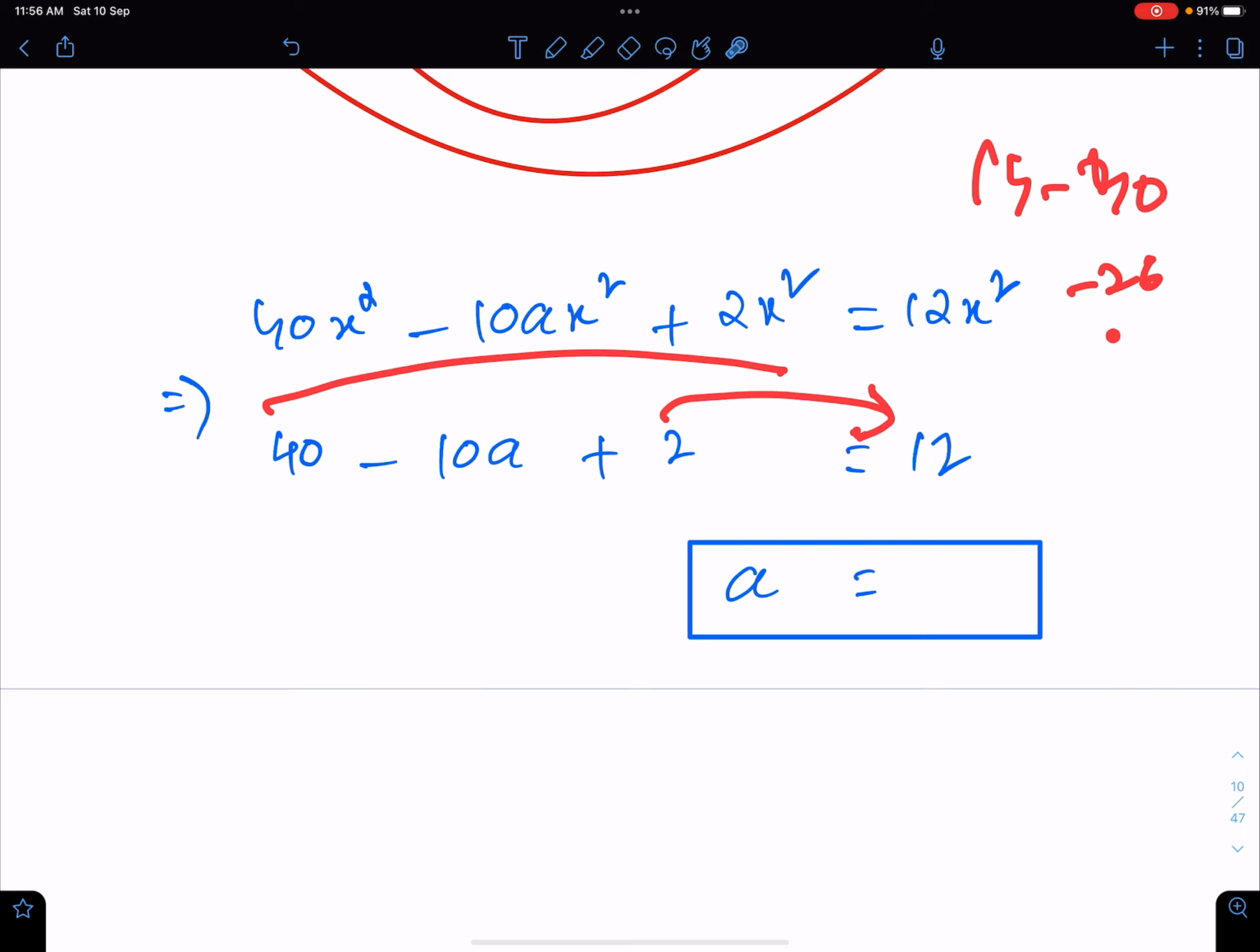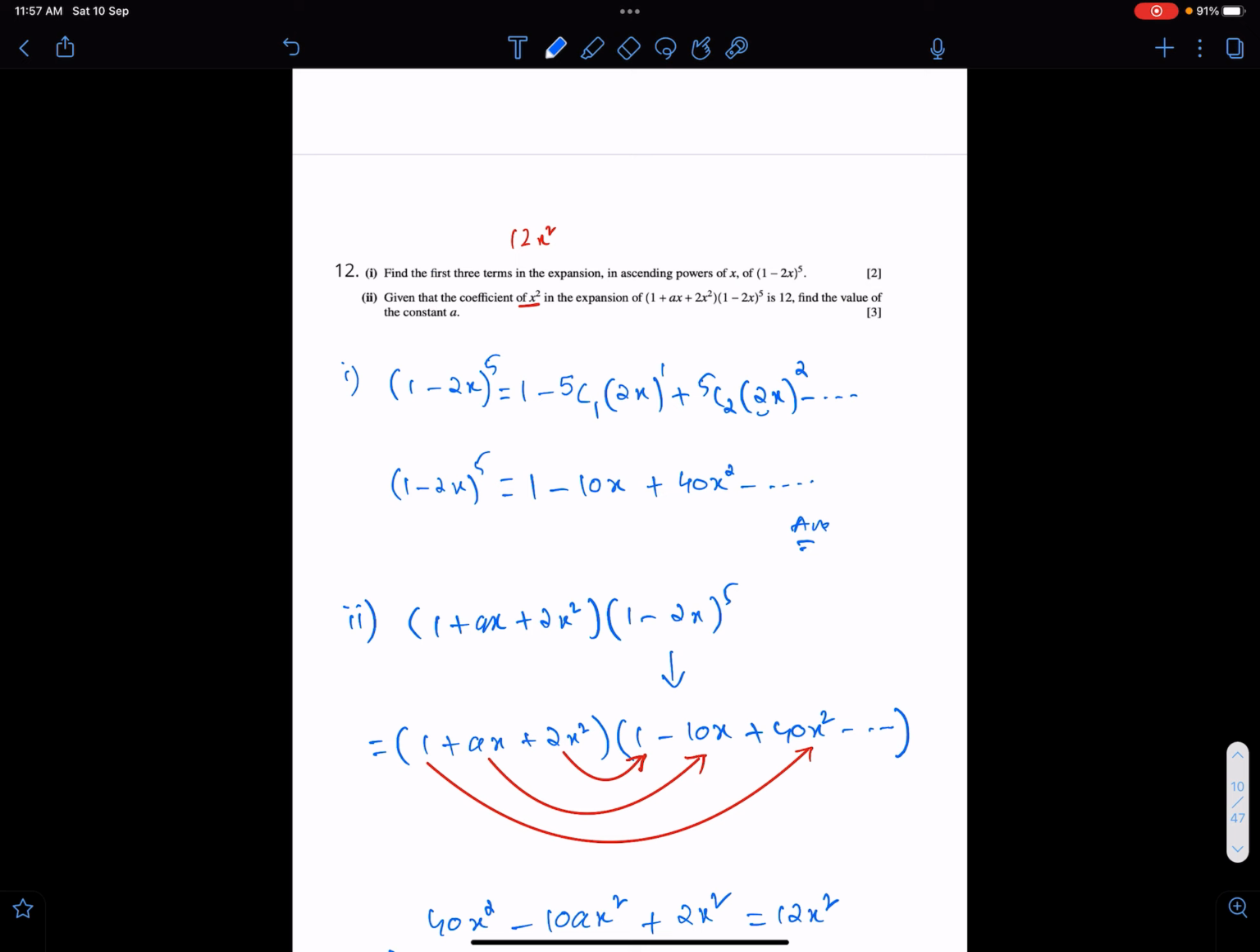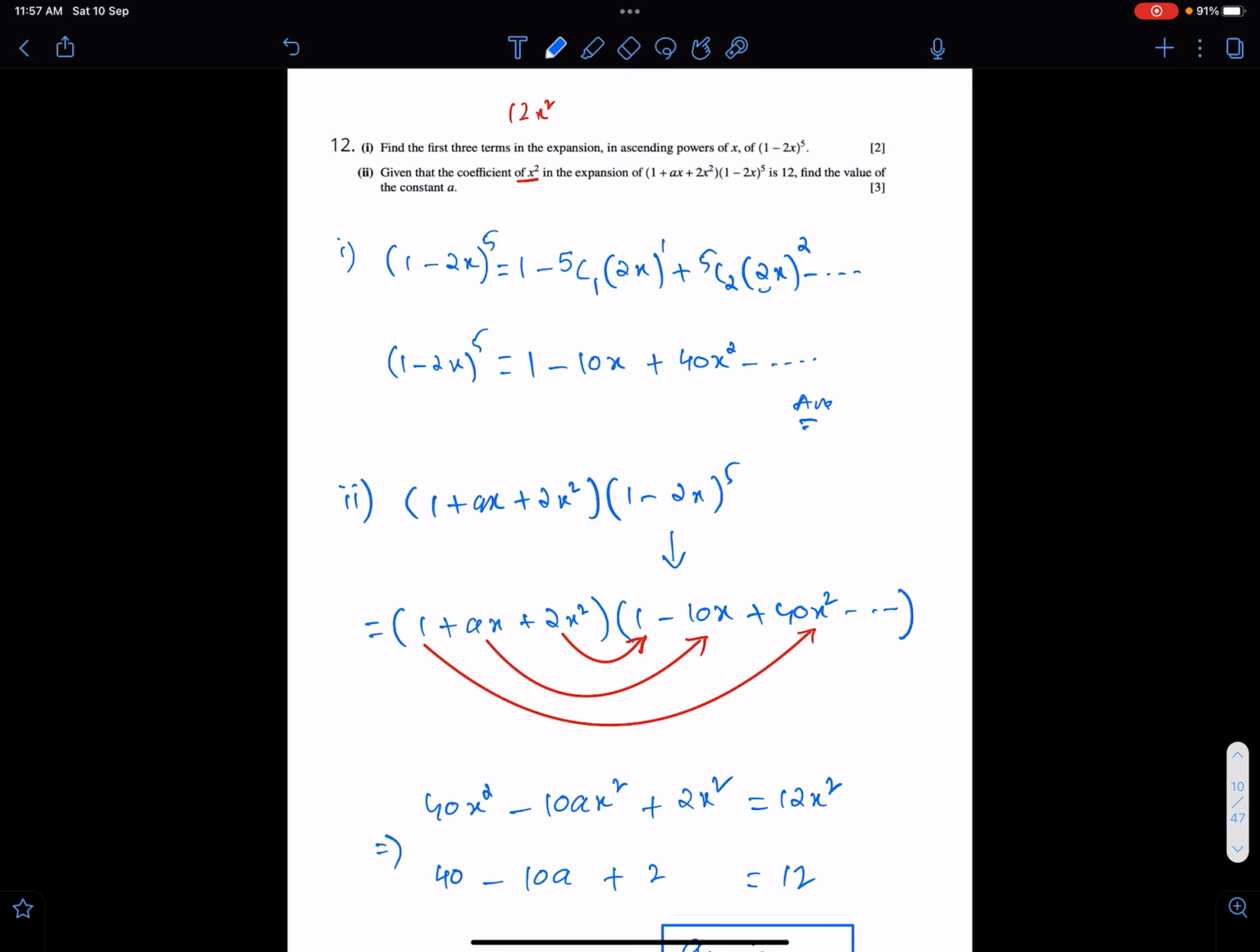So that should be negative 2.6. You can check the calculations yourself. You can find the value of a yourself. So this is the way to solve questions of these types.